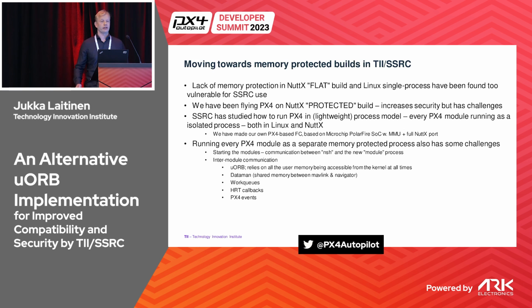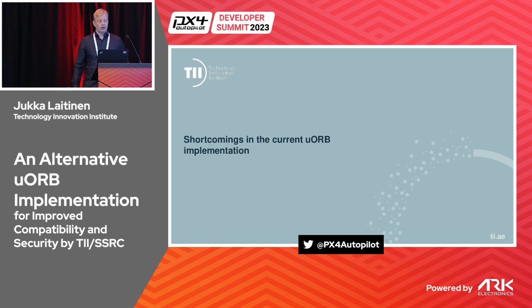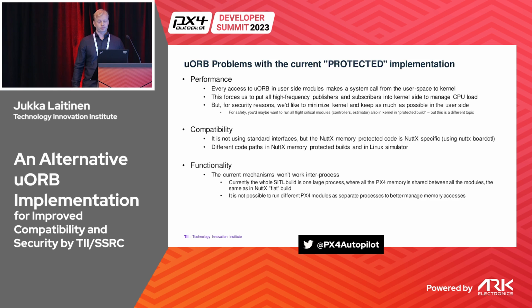So a data creator can advertise and publish data to a named topic instance, and then another module can subscribe to the data by knowing its name and instance number. So that's the basic idea. But it doesn't work in the process model. When we have been running the protected implementation, for that we did some additions to the uORB, also to the upstream, so we made it work.